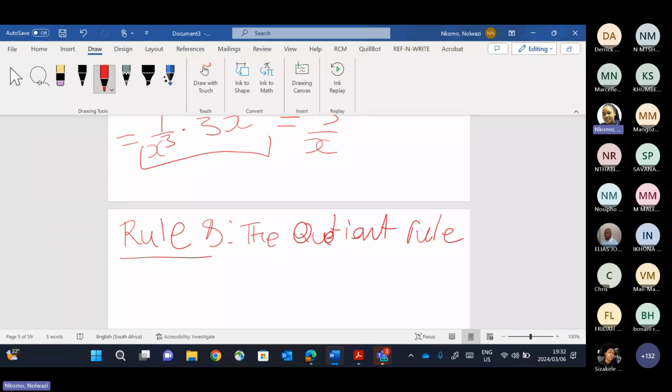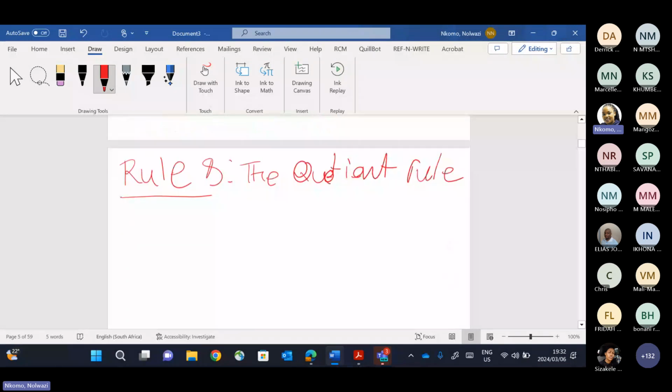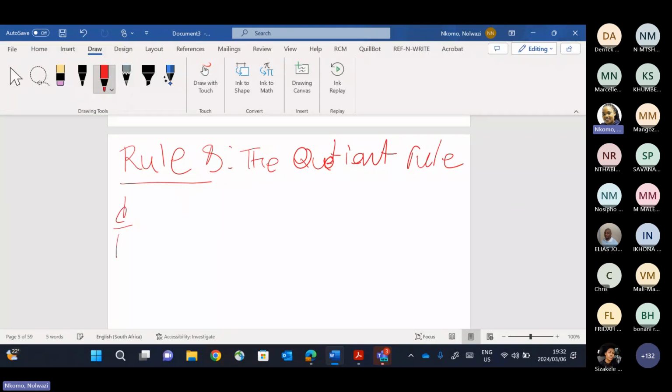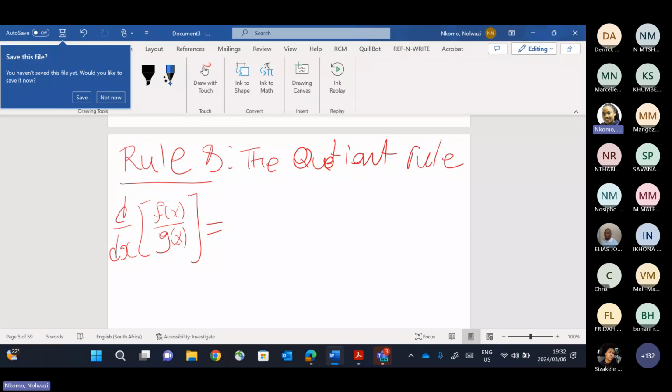Okay, if you want to find the derivative of a function over a function, let's say we are told that f and g are differentiable, then you want to find the derivative of f over g. The derivative of f at x over g at x. Here, it doesn't matter which function you start with.